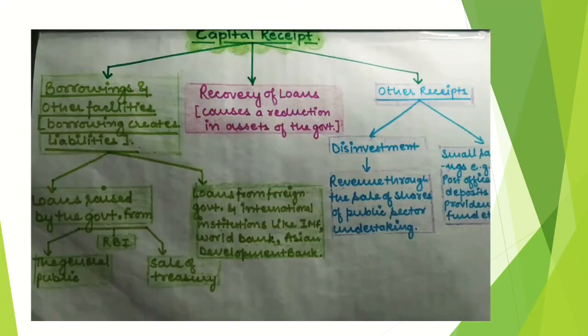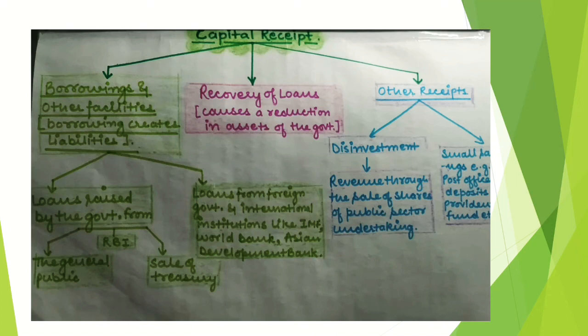And then we have capital receipt. So revenue receipt is done. Now what is this capital receipt? Capital receipts are those receipts of the government which either create liability or reduce assets of the government.